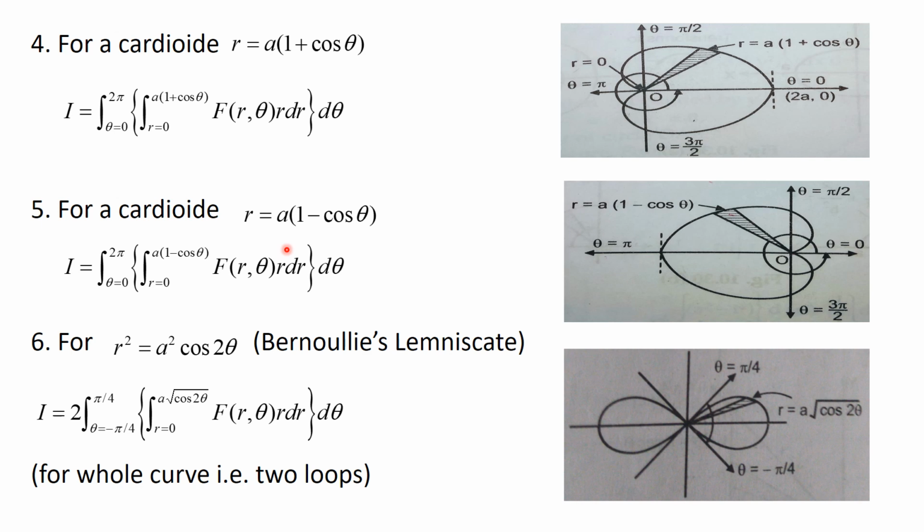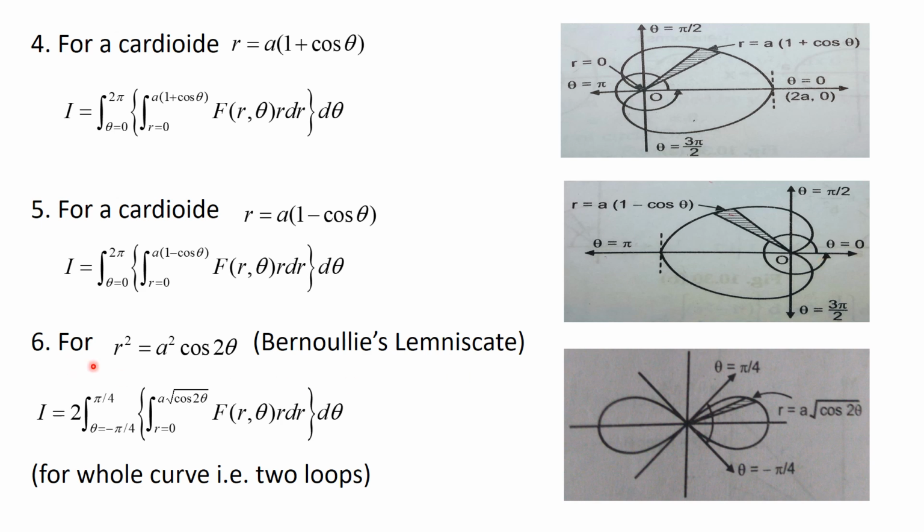Similarly, consider the cardioid r equal to a into 1 minus cos theta, that is the left side part. So this is theta equal to 0, theta equal to pi, theta equal to pi by 2, theta equal to 3 pi by 2, and the cardioid equation in polar form is r equal to a into 1 minus cos theta. Hence the limits are r equal to 0 to r equal to a into 1 minus cos theta, and theta varies from theta equal to 0 to theta equal to 2 pi.